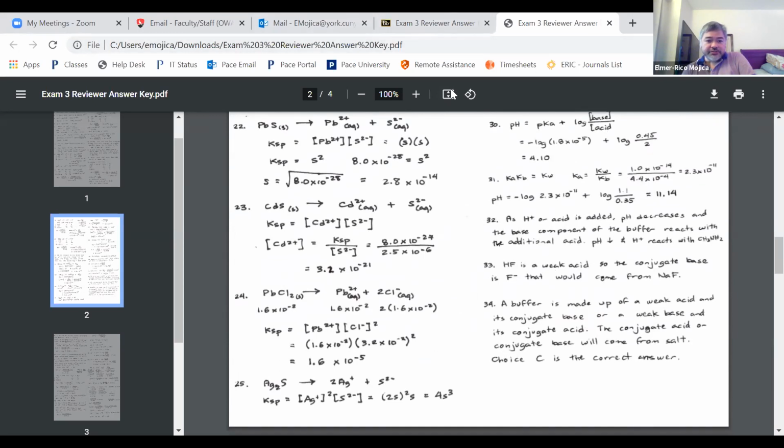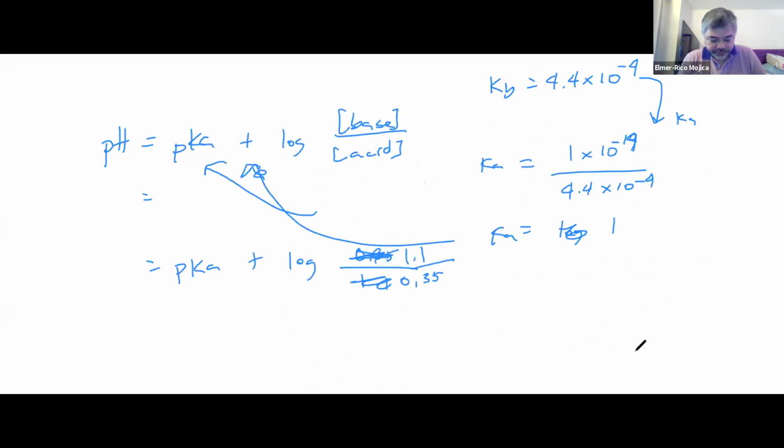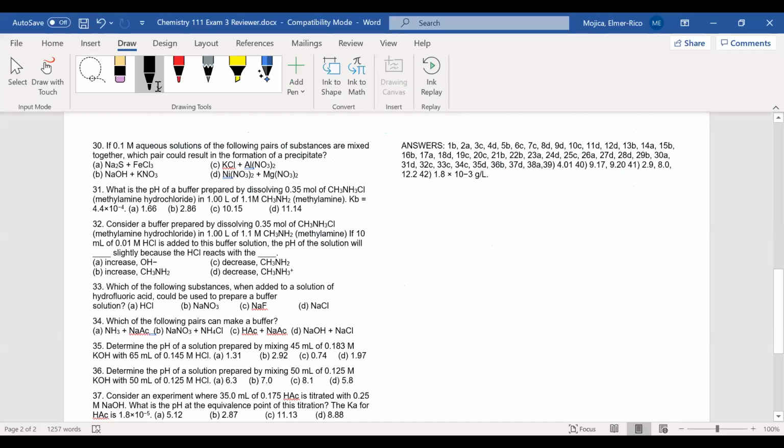So if we look at the numbers that we have here, I think I messed up with the answer key. So 1 times 10 to the negative 14 divided by 4.4 times 10 to the negative 4. That's 2.27. Then get the log of that. So I have 10.64 here. And then 1.1 divided by 0.35, and then get the log of that. So the answer is around 11.14. So let's look at the choices that you have there. The one that you will have there is letter D.